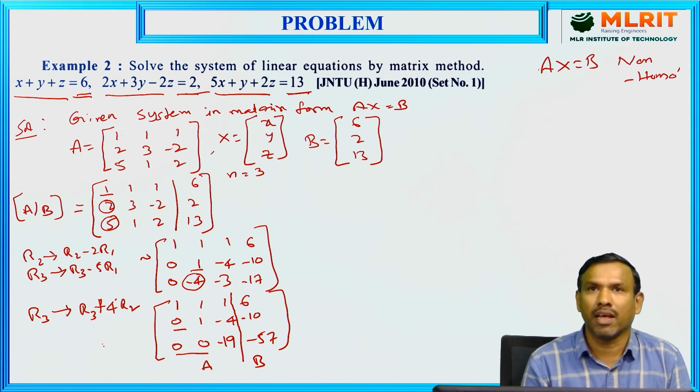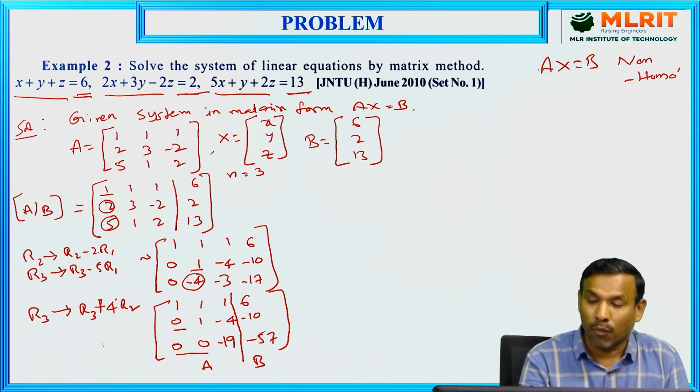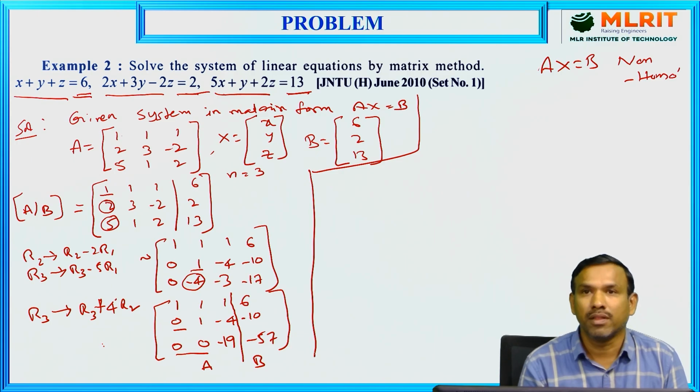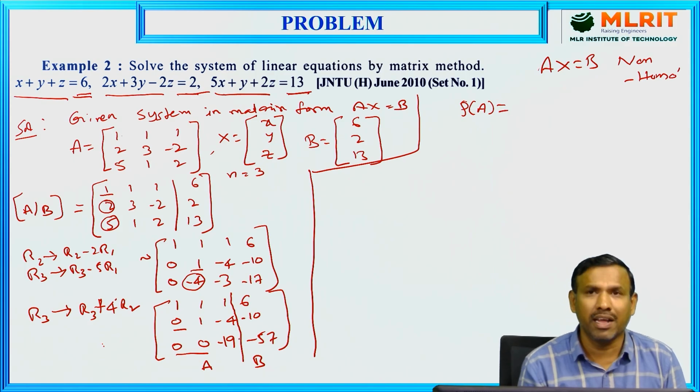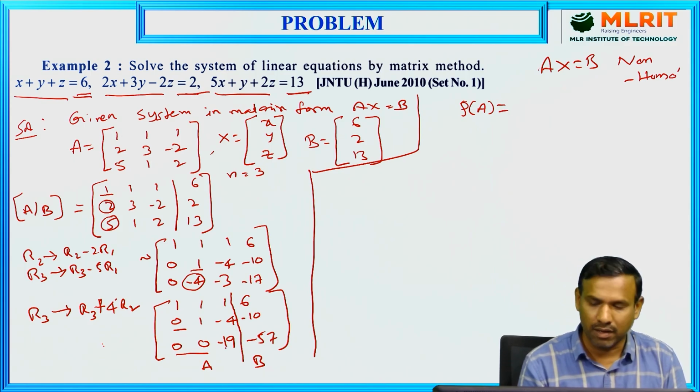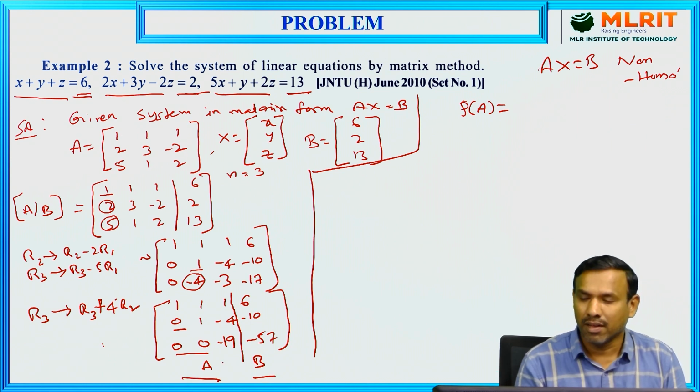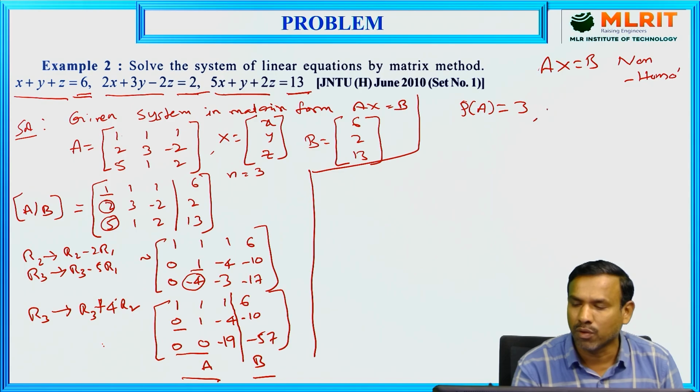Now, we should determine what type of solution exists. That is clearly what we have discussed here. That is the rank of A. Since it is in echelon form, the rank of A means the number of non-zero rows: 1, 2, 3. If you consider only the A matrix, the rank of A is equal to 3, the number of non-zero rows.